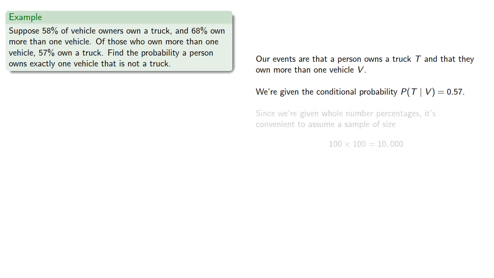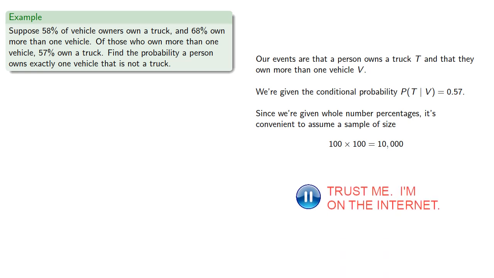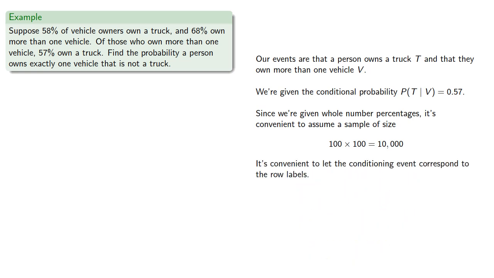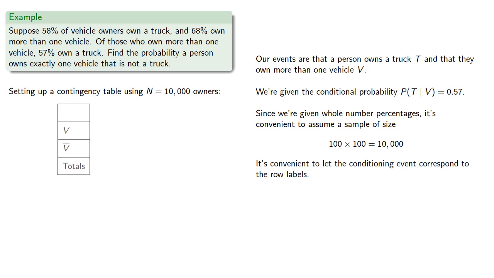Now, since we're given whole number percentages, it's convenient to assume a sample of size 100 times 100, that's 10,000. And it's convenient to let the conditioning event correspond to the row labels. So we'll set up a contingency table using 10,000 owners. Our row labels will be whether they own more than one vehicle or not, and the column labels will be whether they own a truck or not.